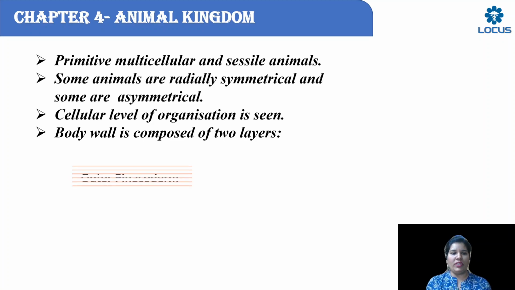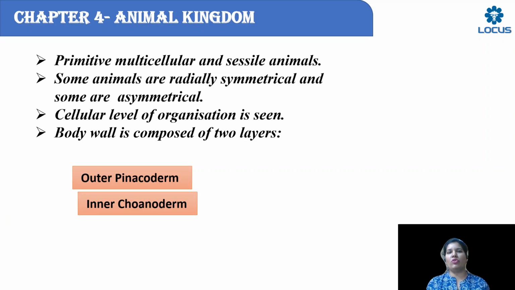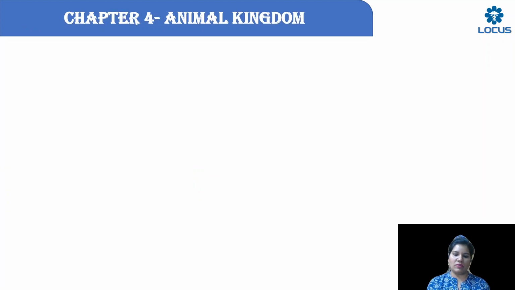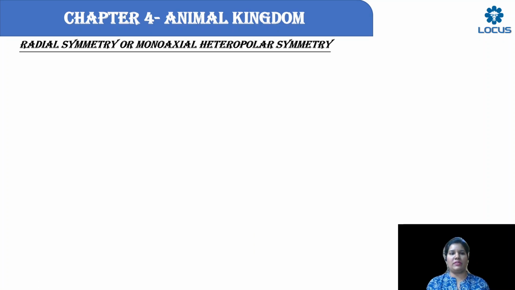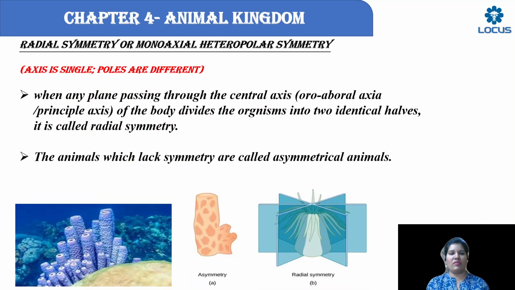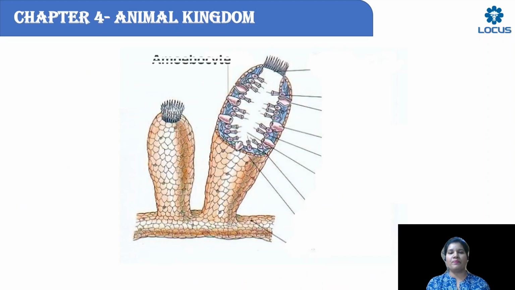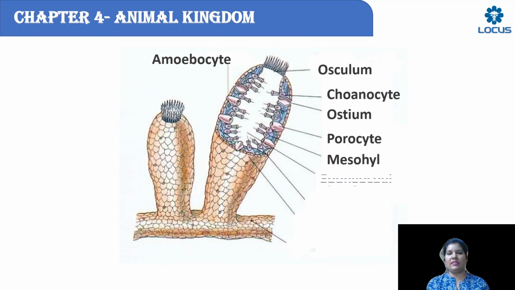Then if you look at their body, children, their body wall is made up of two layers. The outermost wall is called the pinacoderm and the innermost wall is called the choanoderm. So they are showing two layers in the body wall. Since we are done with it, I'm skipping this slide. And look at this picture, children. This is how a typical sponge looks like, and these are the parts, right?